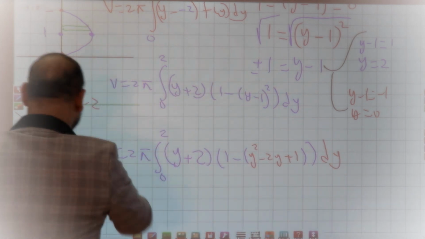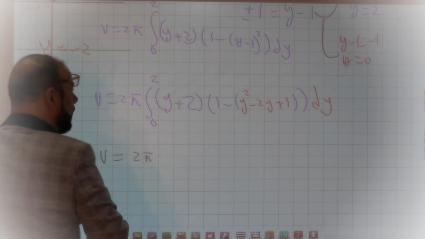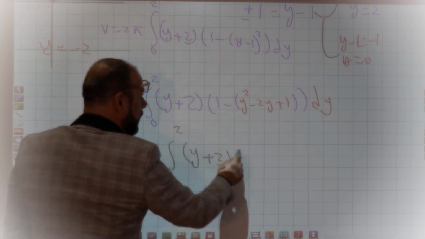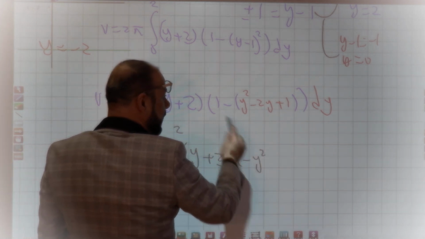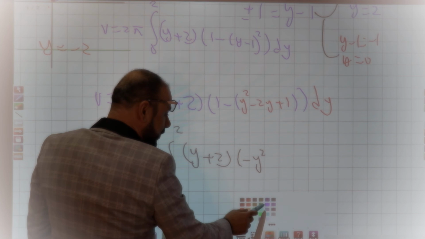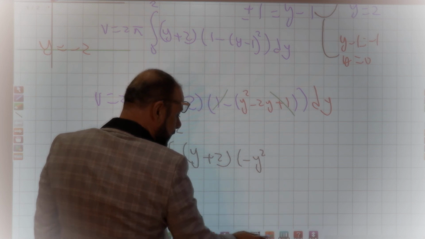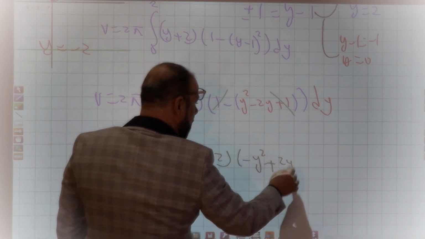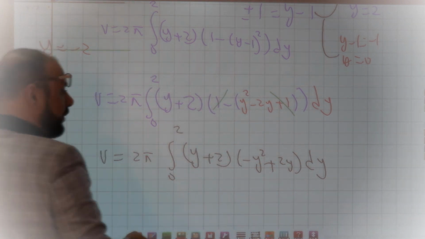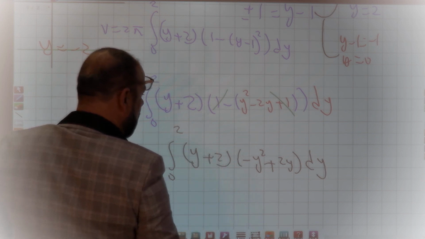Now, just simplify. V equals 2 pi integral from 0 to 2 of y plus 2, and if you do this one, negative y squared, right? Because this one and negative 1 cancel each other. You see this one and this negative 1 from the negative side, plus 2y, plus 2y dy.